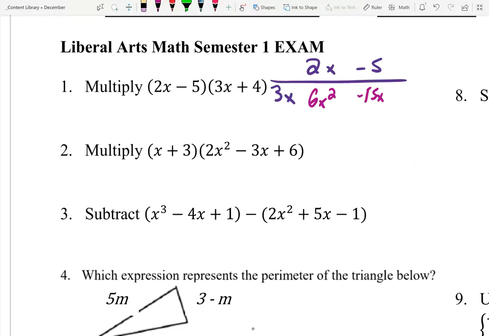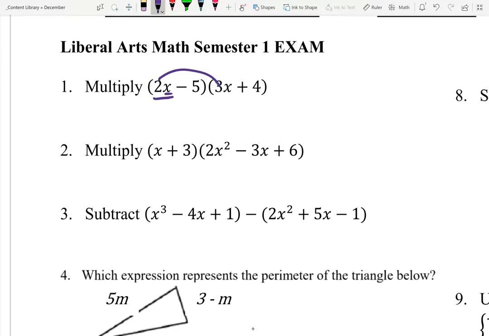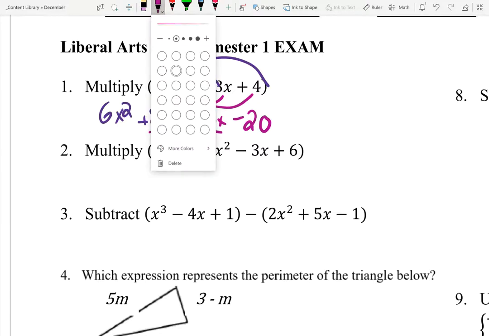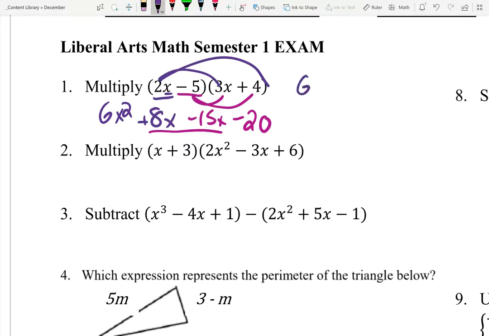The other way you could do it is just big time distributing. Distribute the 2x term first, so 2x times 3x, which of course makes 6x squared again. 2x times 4, which of course makes 8x, as we've established. Then distribute the -5. So -5 times 3x would be -15x, and -5 times 4 makes -20. So it's the same terms. It just depends on how you want to organize it. You can, of course, combine your x terms again, and you still get the same answer. Final answer being 6x squared minus 7x minus 20.